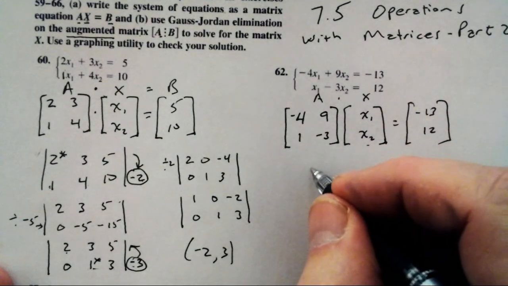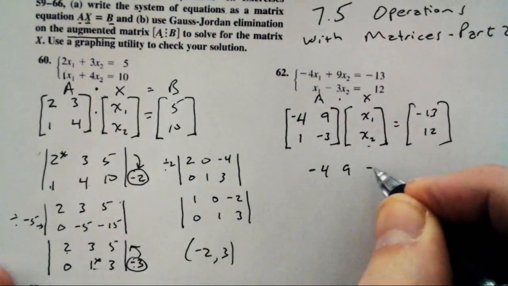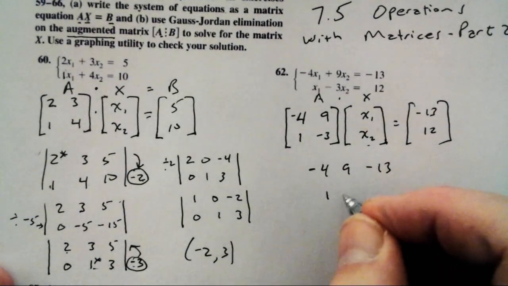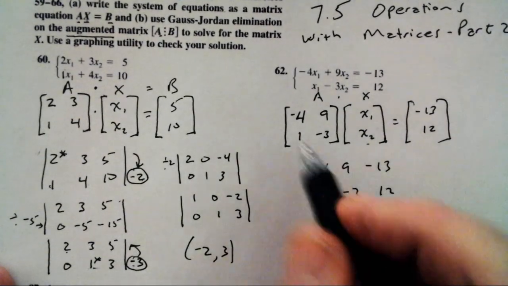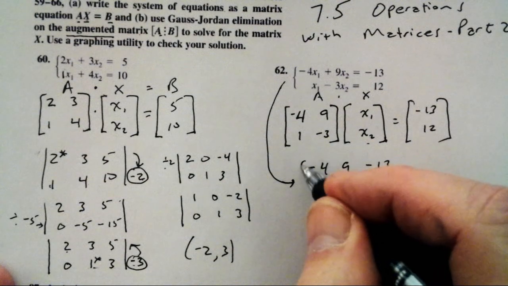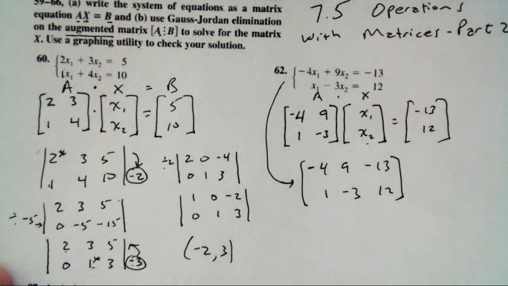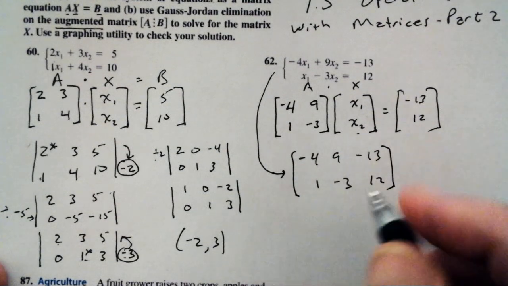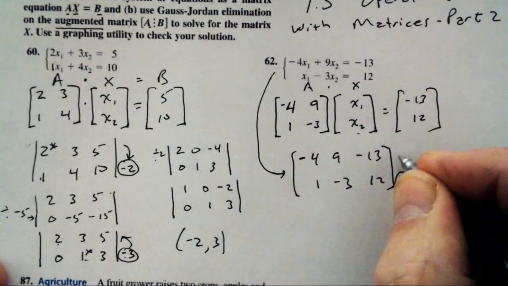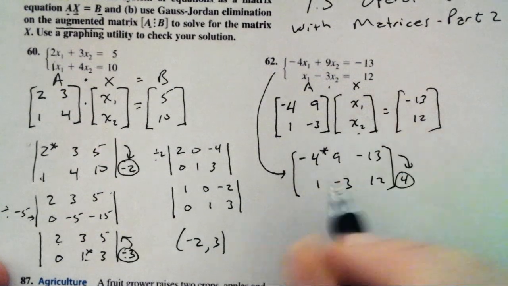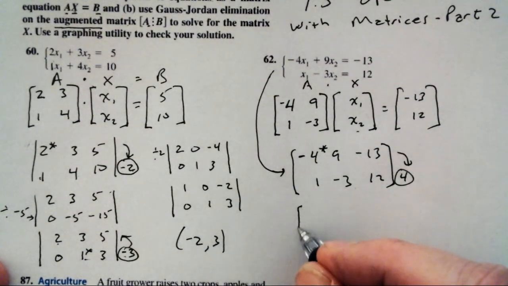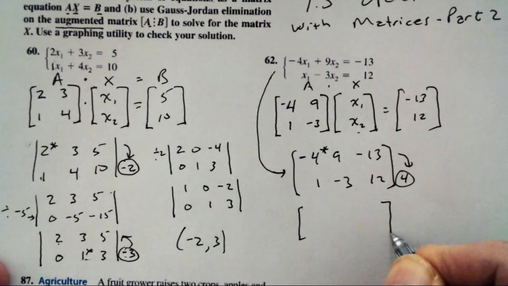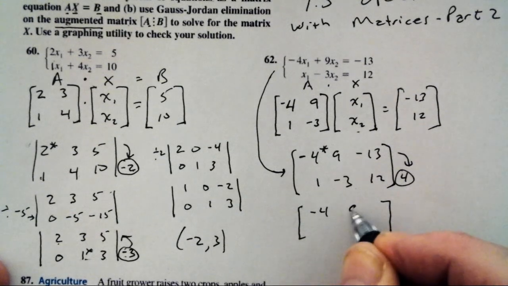So now we augment: -4, 9, -13; 1, -3, 12. And if I said Gauss-Jordan, we would have just gone straight to there. Just like last problem, you might be tempted to multiply or flip-flop the rows. I'm just going to multiply the second row by 4 and send this -4 down to whack that. So we get, top row doesn't change, never does.